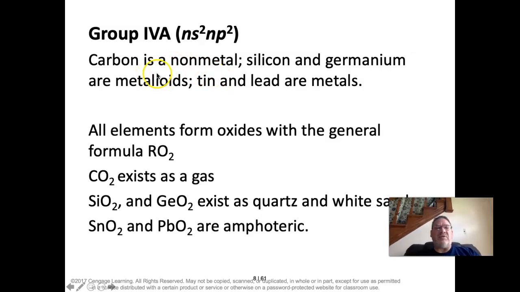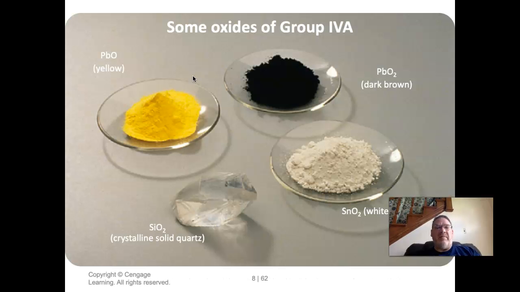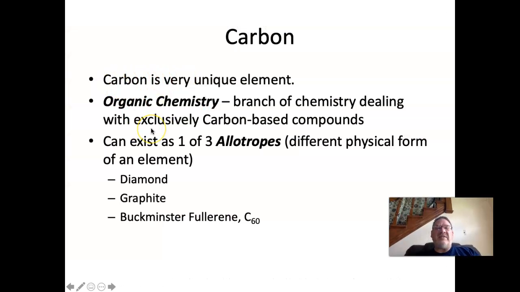One of the major highlights we'll talk about here first is in group 4A, which is carbon. Carbon's a really interesting element because there's an entire branch of chemistry devoted exclusively to carbon, and that's organic chemistry. Carbon also exists as one of 3 allotropes. You're familiar with diamond. If you're writing with a pencil, you know you have graphite. And then there is Buckminster fullerene, C60.